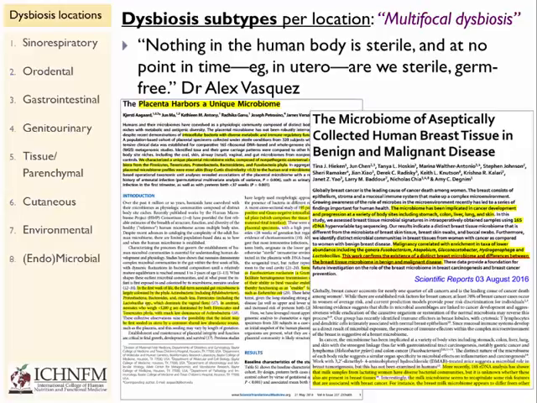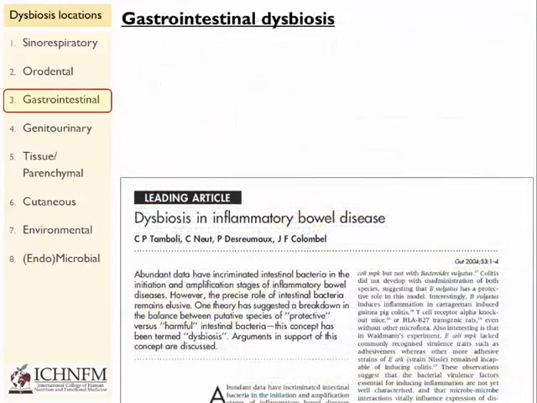So you can see the newer reports showing that the placenta has its own microbiome. And you can also see from scientific reports in August of 2016 the microbiome of aseptically collected human breast tissue in benign and malignant disease. The breast itself has its own microbiome. Breast milk has its own microbiome. Breast milk also transfers intact dietary proteins for that matter as well. But certainly we are never sterile. We always have a microbiome.